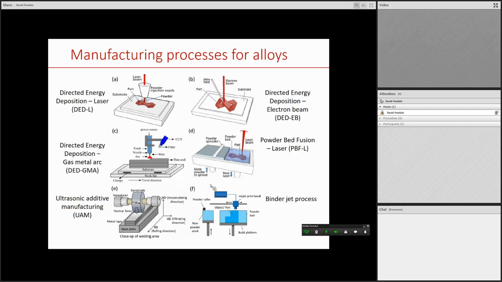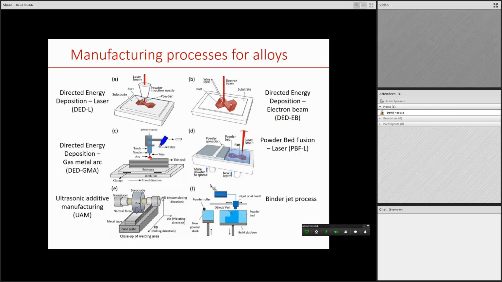For UAM and the binder jet process, I'm not quite familiar with binder jet, but I use the UAM machine one or two days per week, so I can say it's definitely a totally different story because it's solid state welding, no melting, no solidification like that.